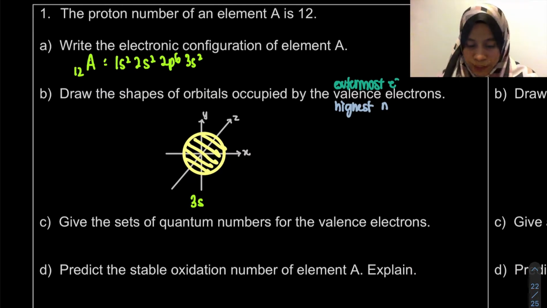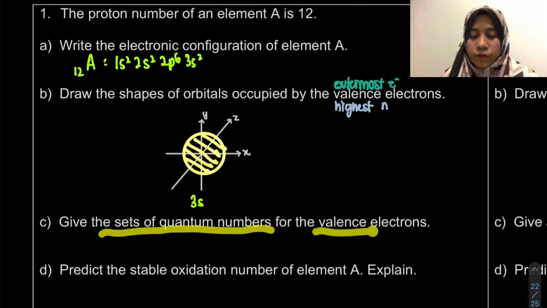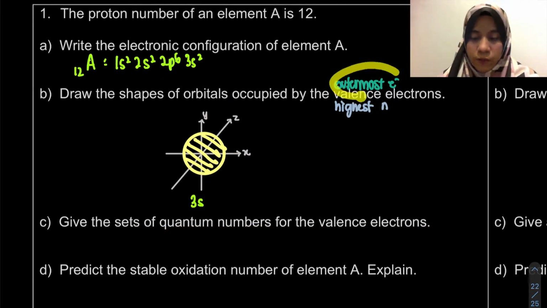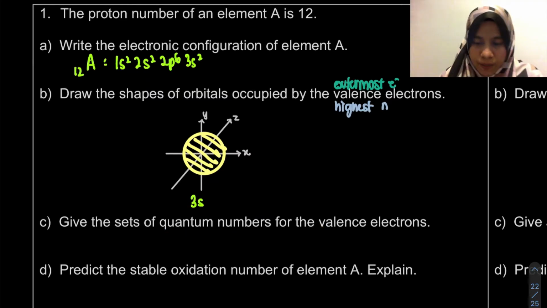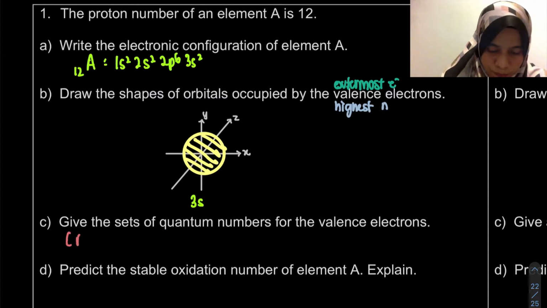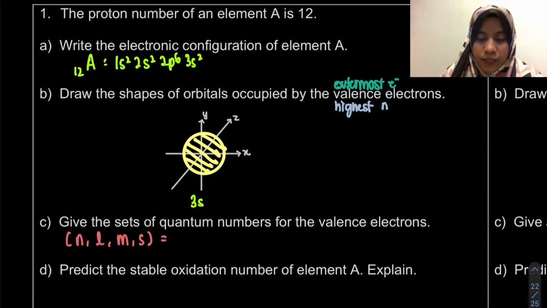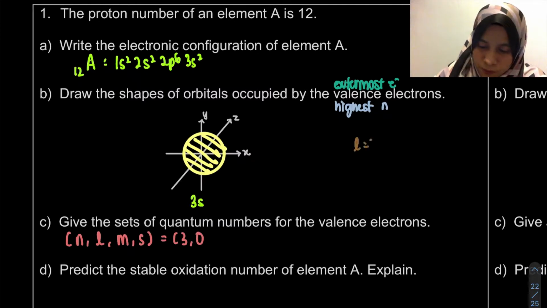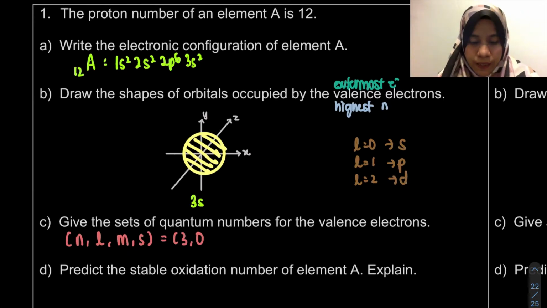Now let's look at question C. Give the sets of quantum numbers for the valence electron. Again, the valence electron is the outermost electron, the electron with the highest n. Quantum numbers, if you still remember, the mnemonic is nasi lemak, N L M S. So, n is equal to 3. L is equal to 0. Remember, when L equal to 0, it is the s orbital. L equal to 1 is the p orbital. L equal to 2 is the d orbital. And then, what is your M?